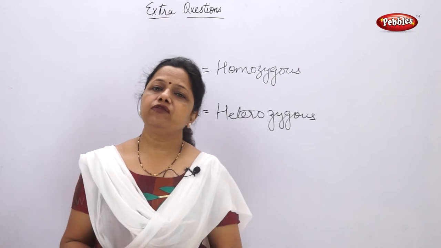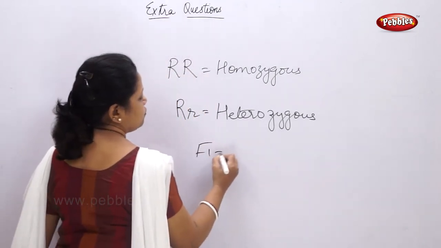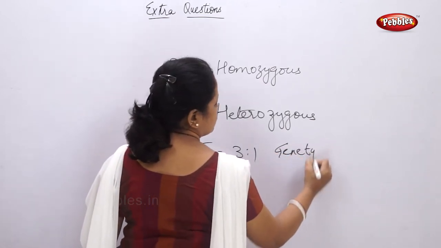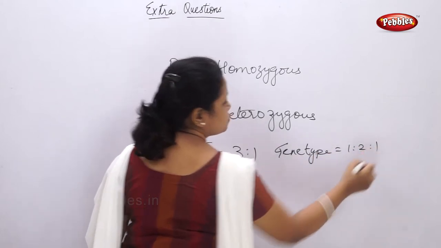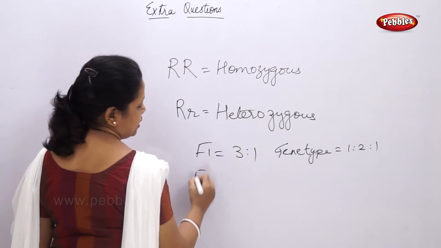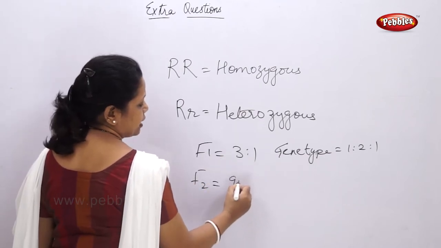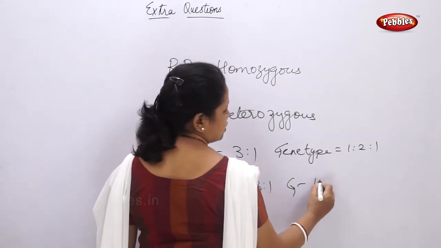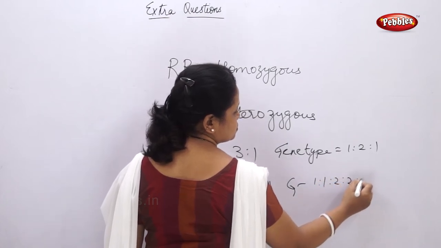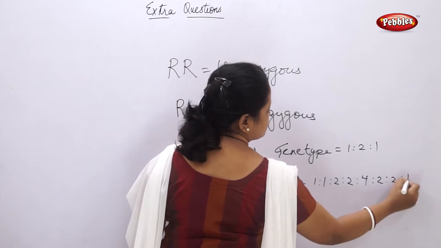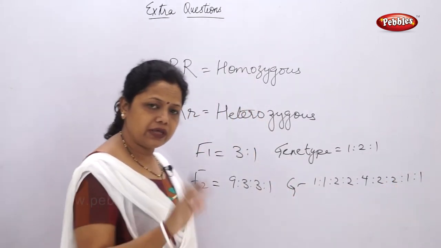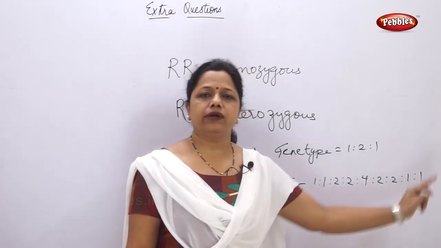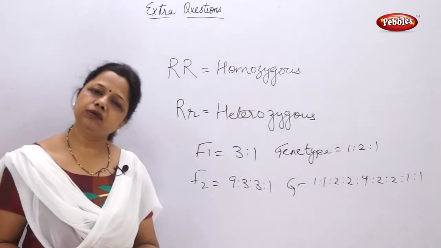In the F1 generation, phenotypically it is 3:1, and genotypically it is 1:2:1. This is in the F1 generation. In the F2 generation, phenotypically we get 9:3:3:1, and genotypically we get 1:1:2:2:4:2:2:1:1. How to remember this? Very easy. 1 and 1, 2 and 2. In between only 4. Then in reverse order, 2 and 2, 1 and 1. So just learn it. The ratio remains the same.